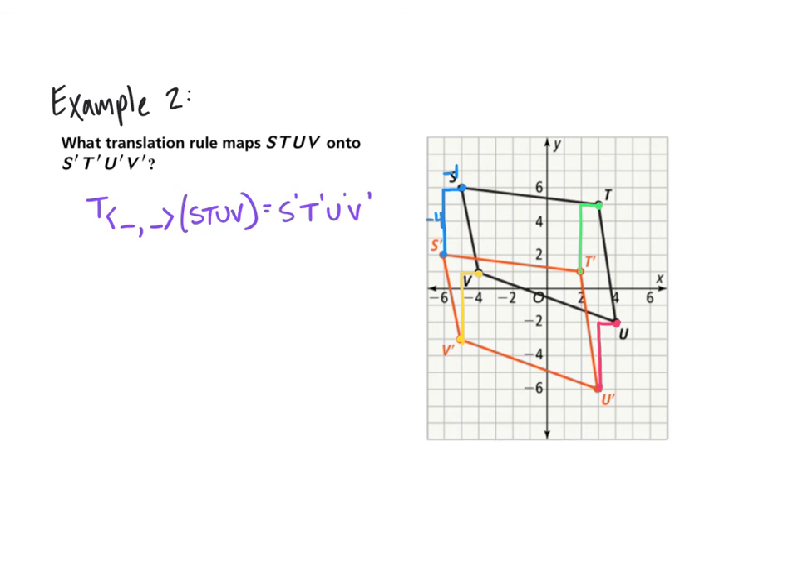So every time, our horizontal movement, our X movement, is backwards 1 or left 1, and our vertical movement, our Y movement, is -4. So to fill in these numbers in the translation rule, it's going to be -1 and -4. So our translation rule would say the translation of -1, -4 of the shape STUV results in the shape S prime, T prime, U prime, V prime.